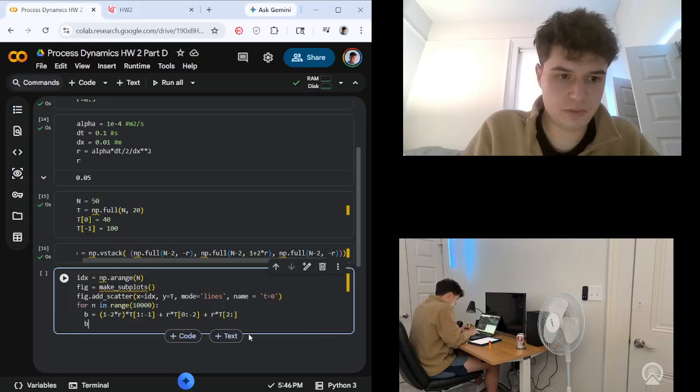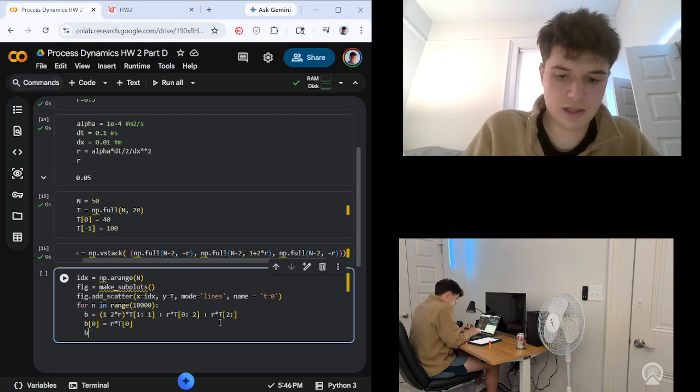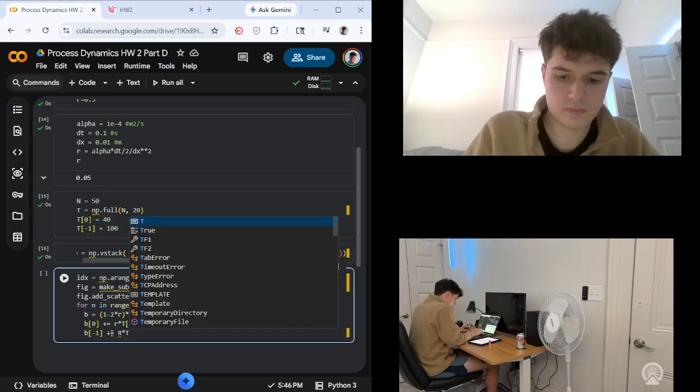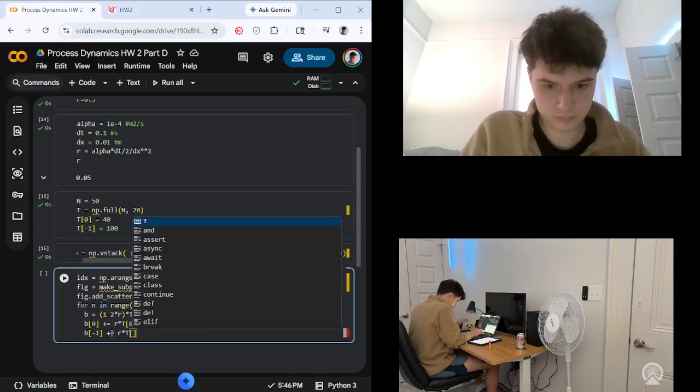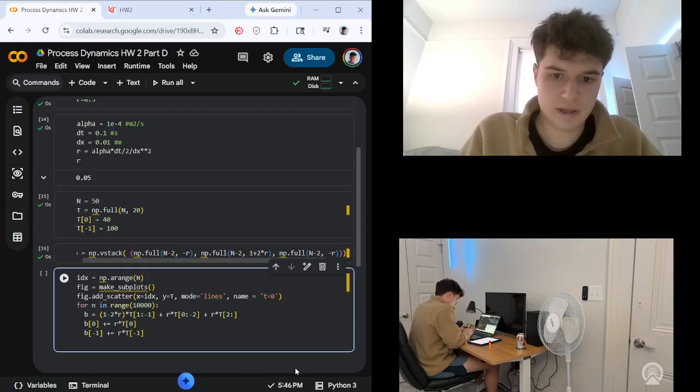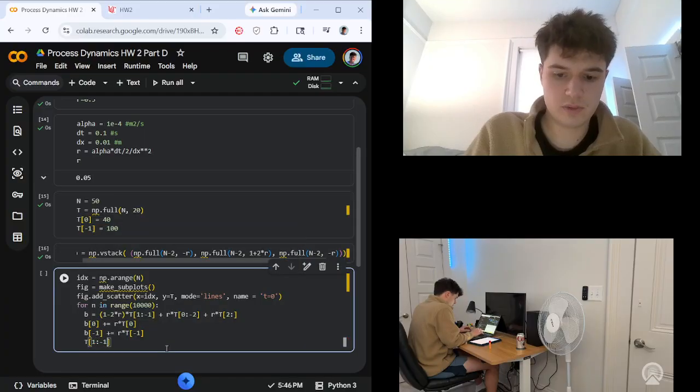Now we want to do the same thing for B at 0. And this is going to be equal to R times T with 0. And then we also need to do B of -1. Sorry, this is going to be plus. Okay, so this first half is complete. We also need to do some T here from 1 to -1.